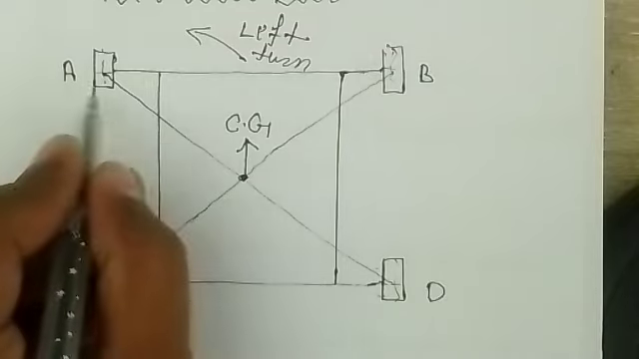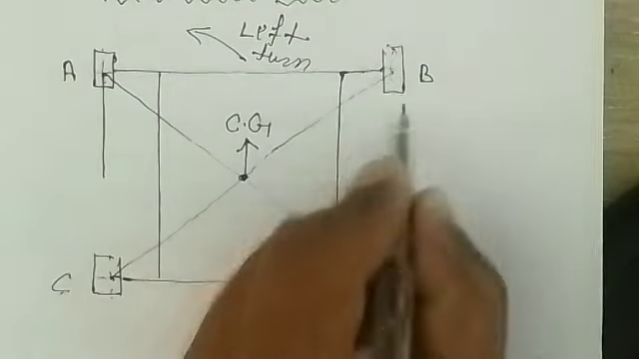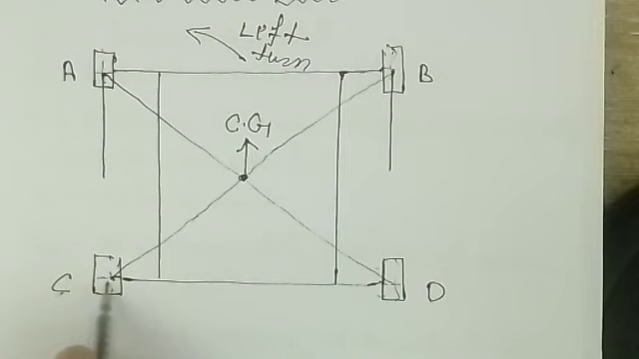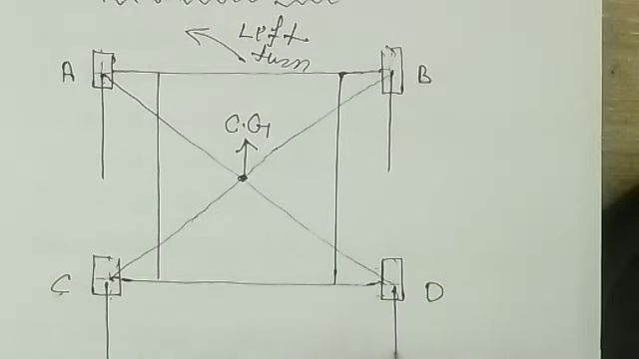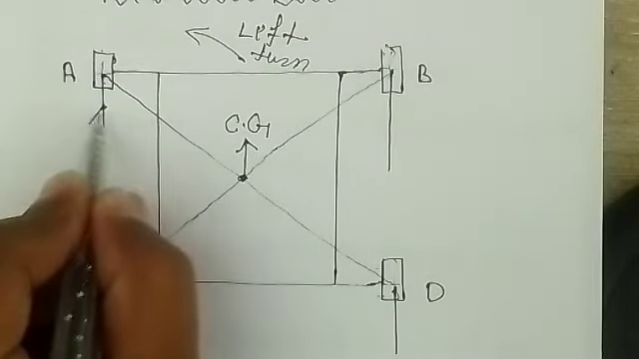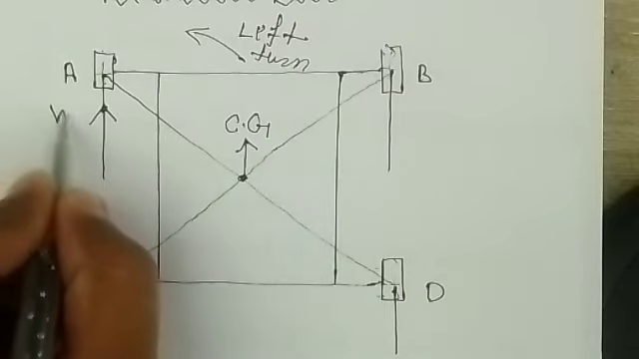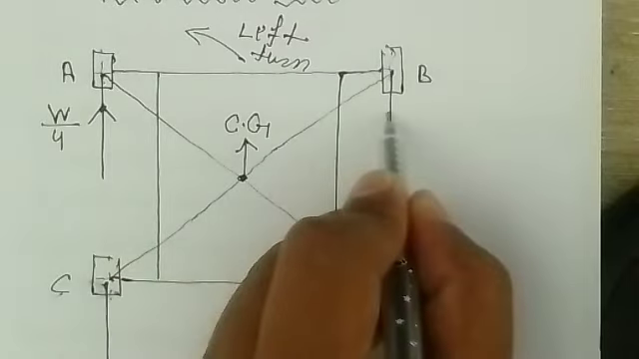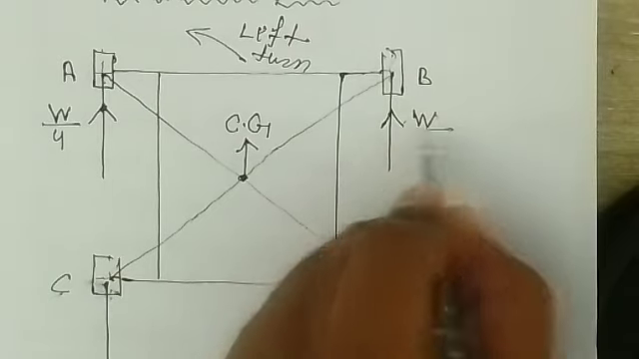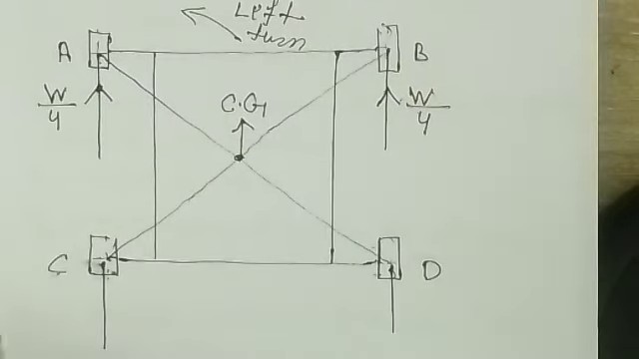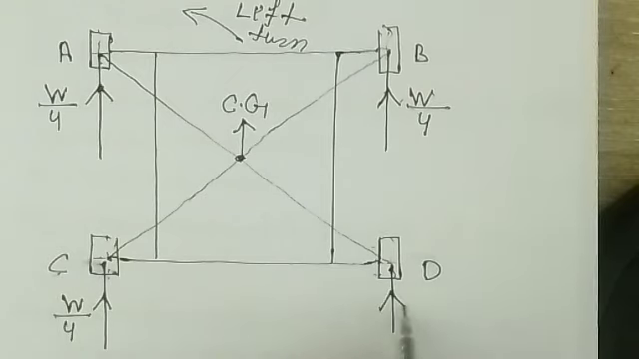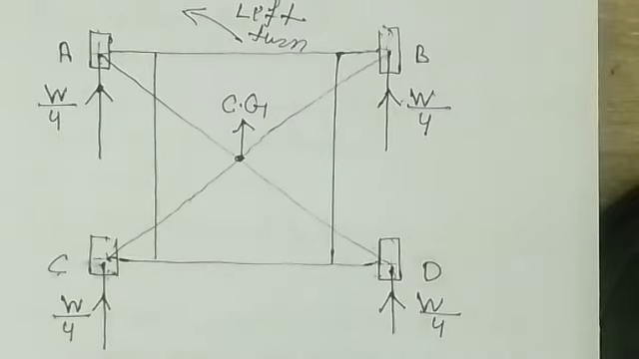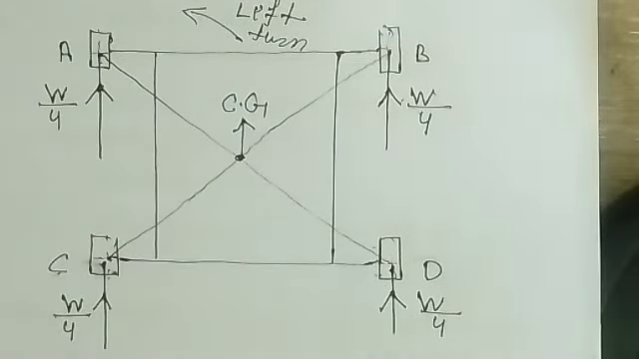So the first reaction, I'll show you here. The first reaction on each of the four wheels by the road is W by 4, and this is upward. Here also you have W by 4, and here also you have W by 4. You understood? If you want, you can write down a statement on why we have taken W by 4 into consideration.